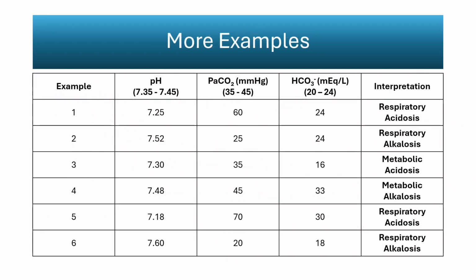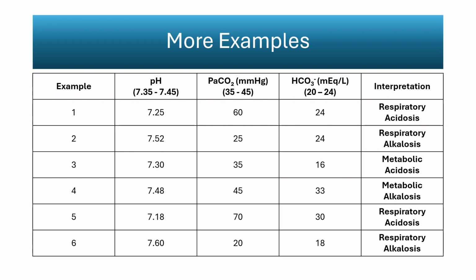Here are a few more examples. The first example shows pH 7.25, carbon dioxide 60, and bicarbonate 24. The pH is low and carbon dioxide is high, confirming respiratory acidosis. The second example shows pH 7.52, carbon dioxide 25, and bicarbonate 24. The pH is high and carbon dioxide is low, consistent with respiratory alkalosis.